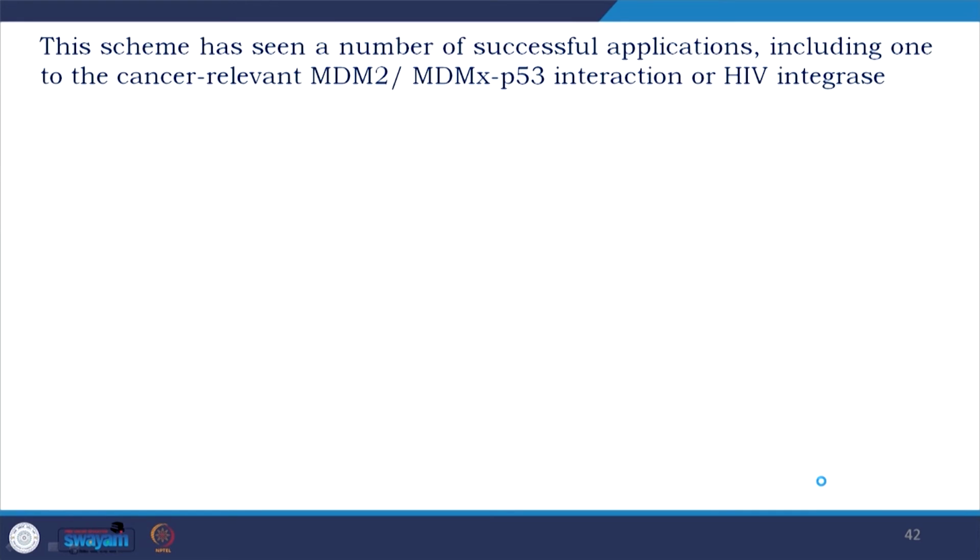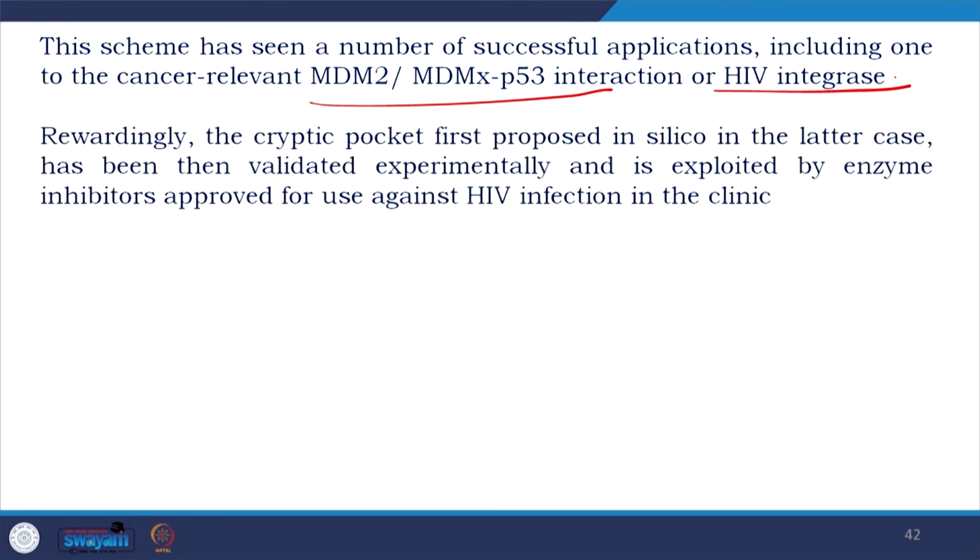This scheme has had a number of successful applications, including one to the cancer relevant MDM2 to P53 interaction, and HIV integrase. So, one is the MDM2 P53 interaction, another is HIV integrase. Rewardingly, the cryptic pocket first proposed in silico in the latter case has been then validated experimentally and is exploited by enzyme inhibitors approved for use against HIV infection in the clinic.